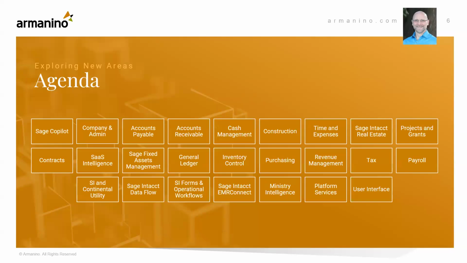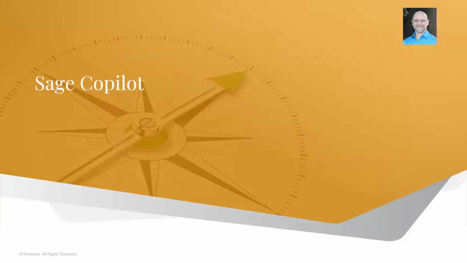So today's agenda, a lot. We're going to talk about Sage Copilot, very exciting, company and admin, APAR, cash management, construction, time and expenses, Sage Intacct real estate, projects and grants, contracts, SaaS intelligence, Sage fixed assets management, general ledger, inventory control, purchasing, revenue management, tax, payroll, Sage Intacct and Continental Utility, another interesting development, Sage Intacct data flow, Sage Intacct forms and operational workflows, Sage Intacct EMR Connect, ministry intelligence, platform services, and the user interface.